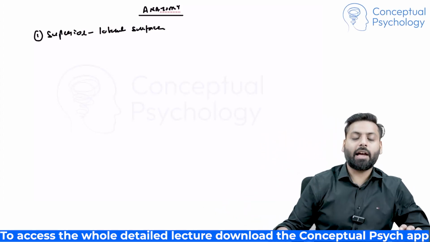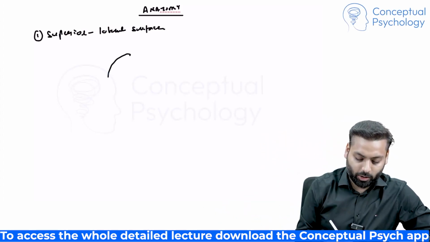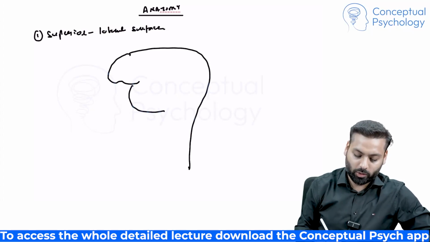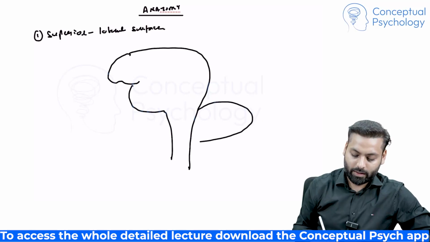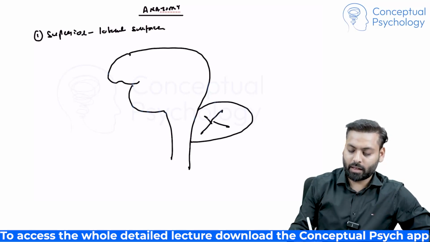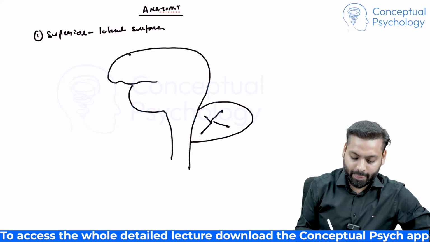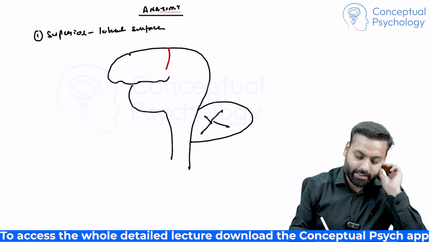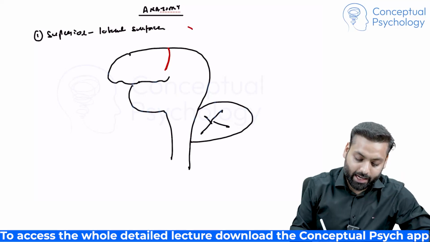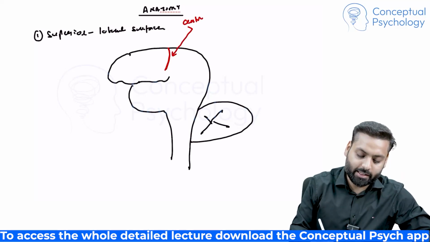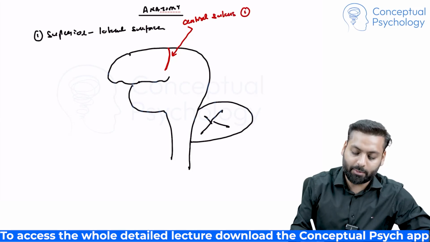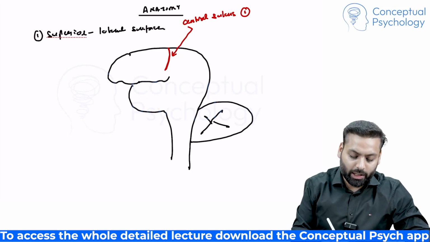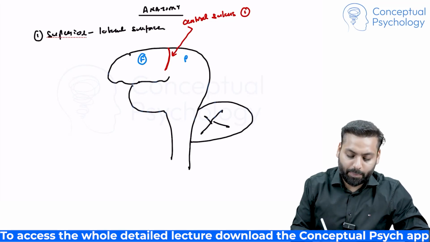Just a quick revision of what we have seen. Whenever you start drawing or understanding the brain, I have told you that there are two pointers you need to keep in mind. What are those? First is the deep central sulcus. This is the main point you need to keep in mind. Every time you draw the brain, first draw the central sulcus. Central sulcus divides what and what? I've already told you, it divides the frontal lobe from the parietal lobe.